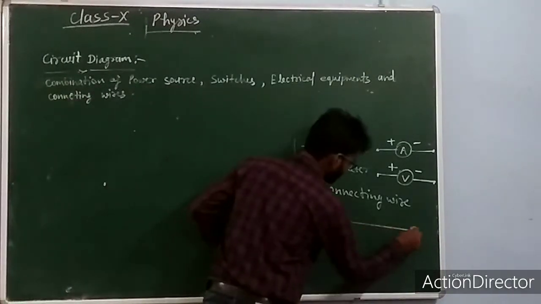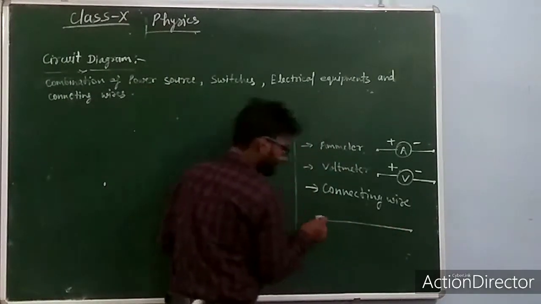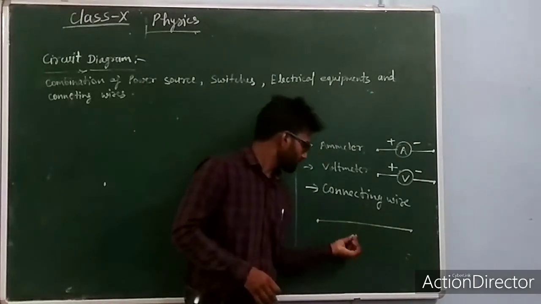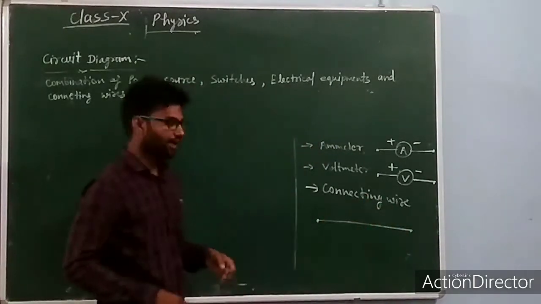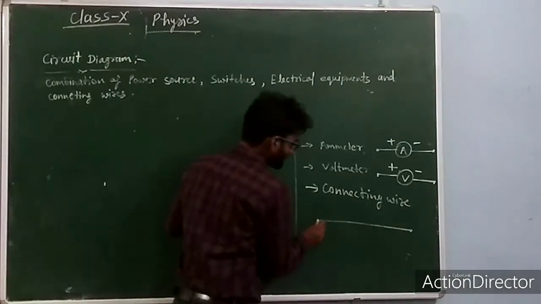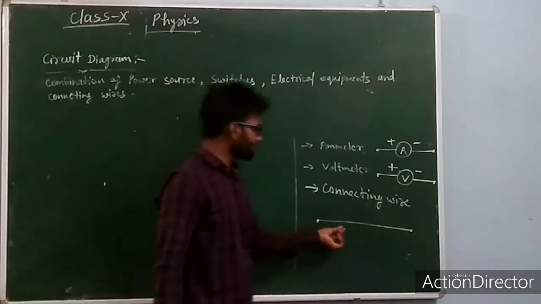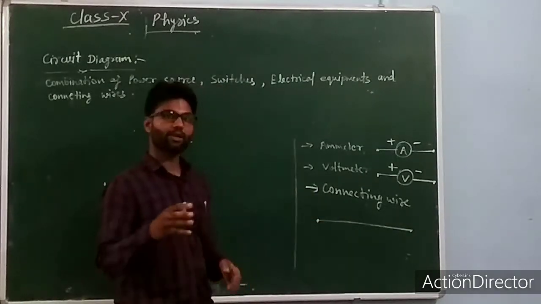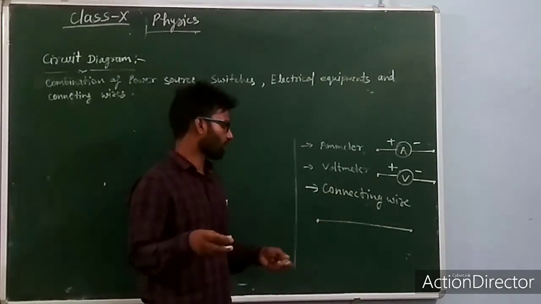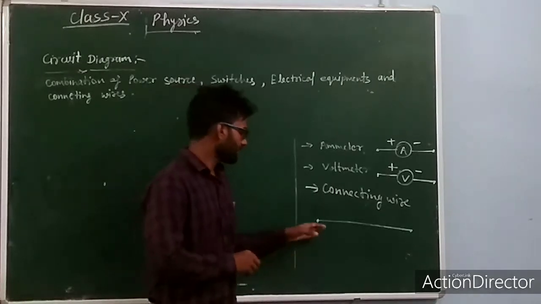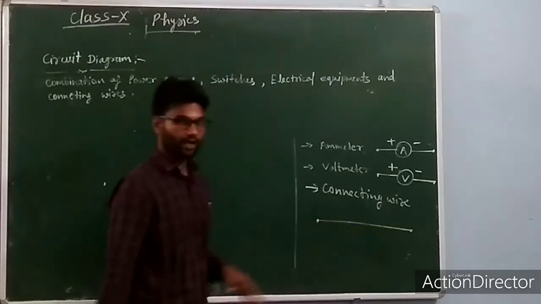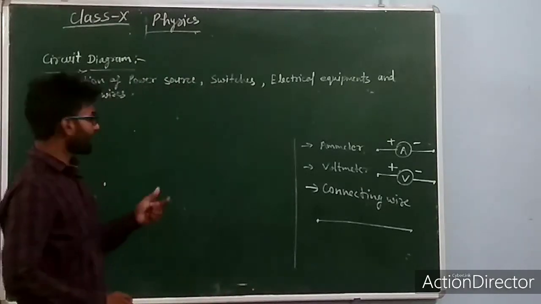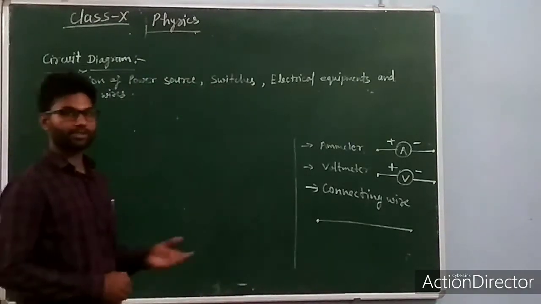If you are taking the connecting wire, the representation of connecting wire will be something like this, a simple line, right? So the potential at each and every point of this wire will be the same. Means there will be no potential difference or no voltage across this connecting wire, right? So this is all about the electrical elements and their representation.